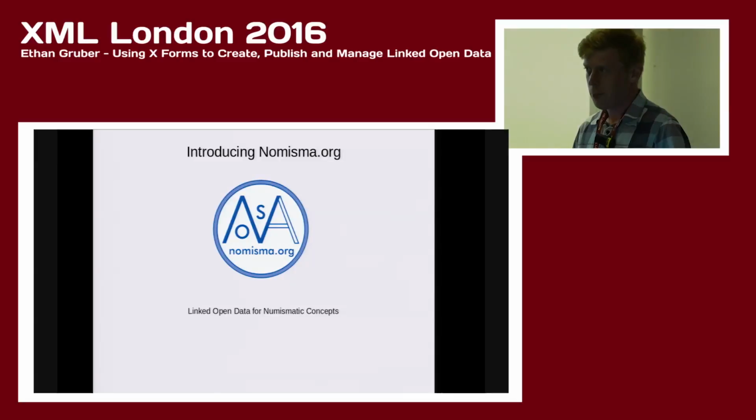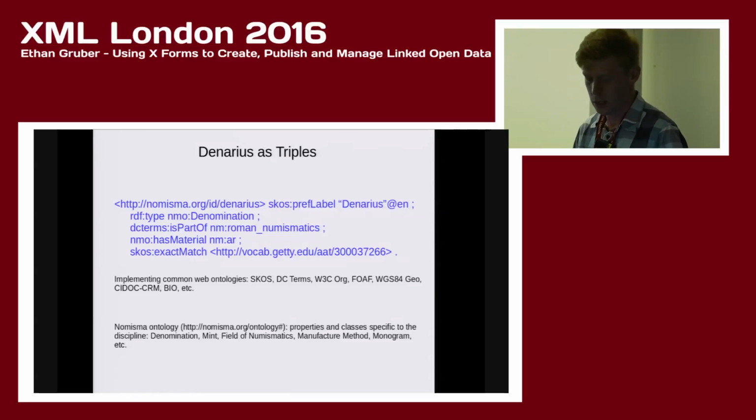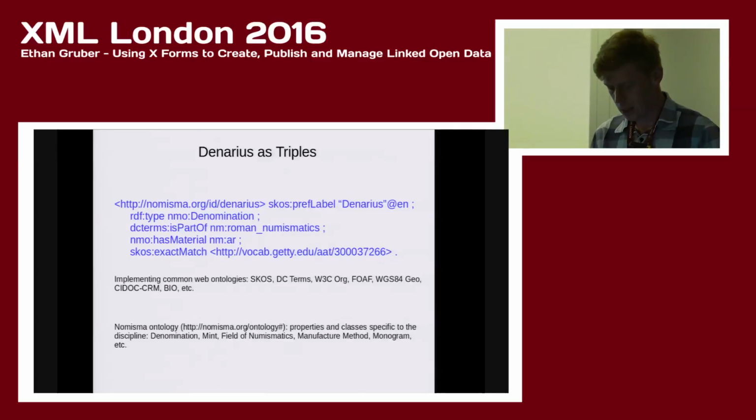So basically the backbone for all of this is numisma.org, which was launched in 2010 and has evolved considerably over the last 5 years or so. So we have a URI for a denarius, and we expose denarius as machine-readable data. In Turtle, we have a series of triples.